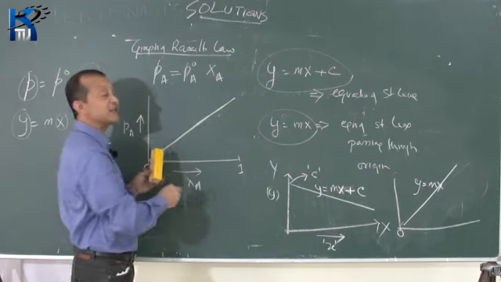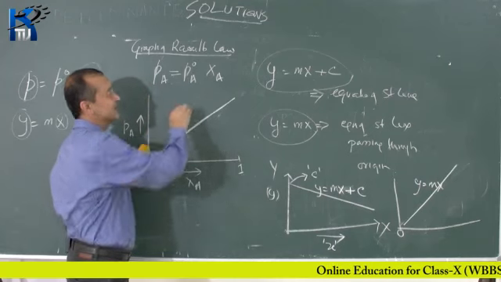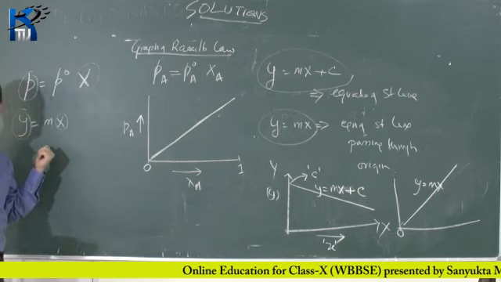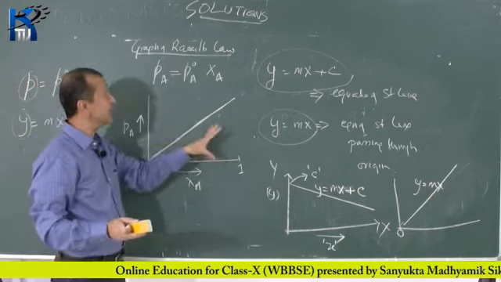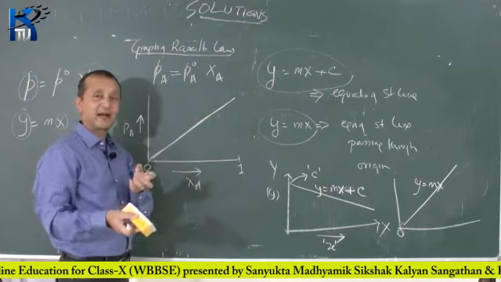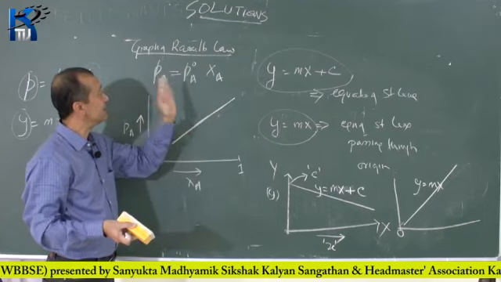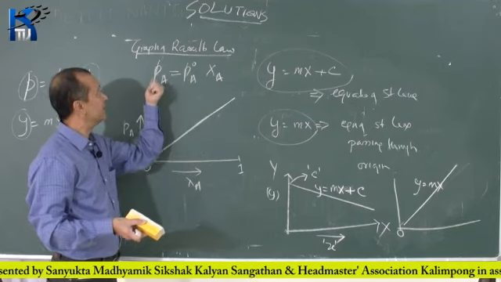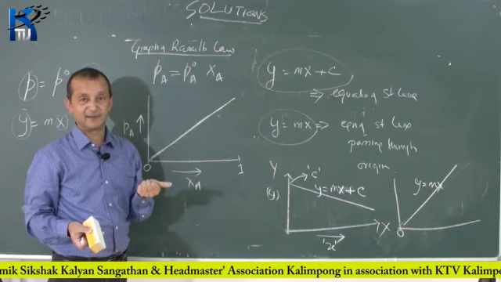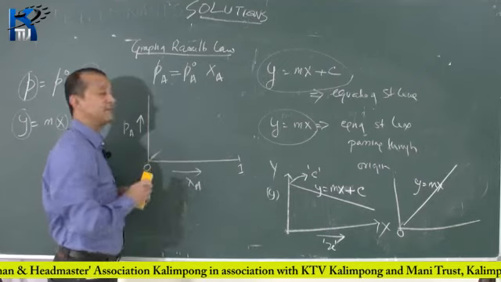Why? Because the equation of a straight line passing through the origin will be PA is equal to P naught A into XA. Otherwise, the equation of a straight line passing through the origin will be y is equal to mx. So experimentally, if we plot a graph and find that the nature of the graph is a straight line, it means this graph obeys the mathematical relation PA is equal to PA naught into XA.